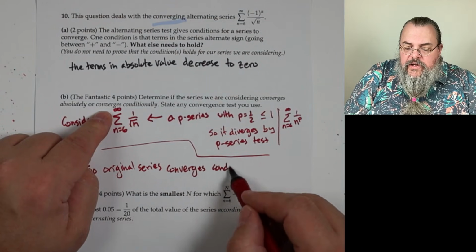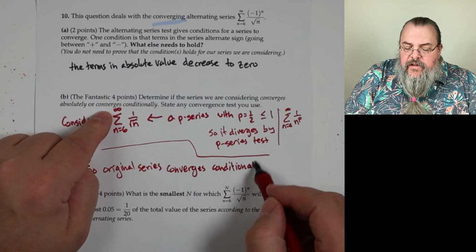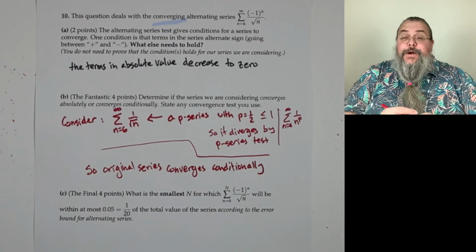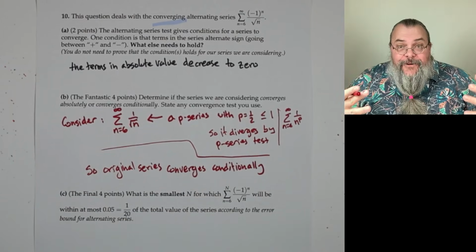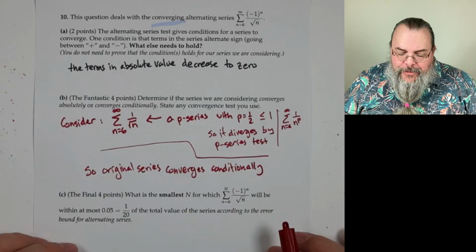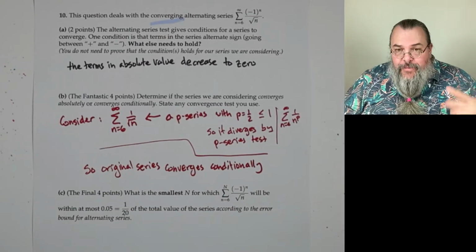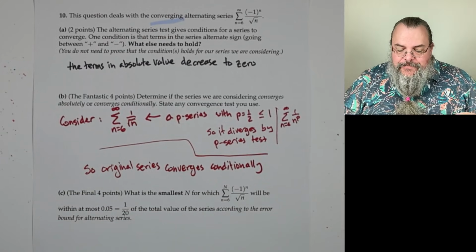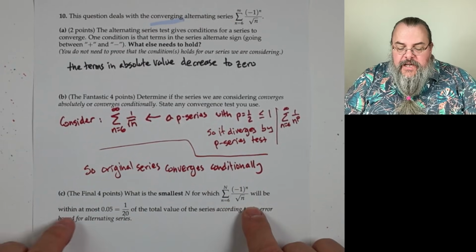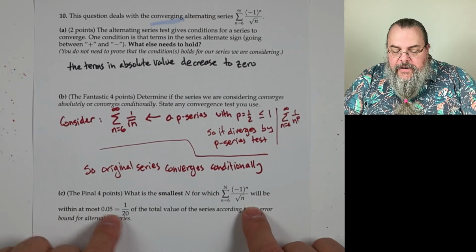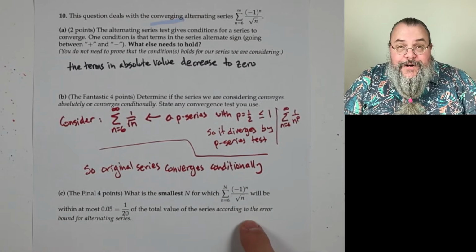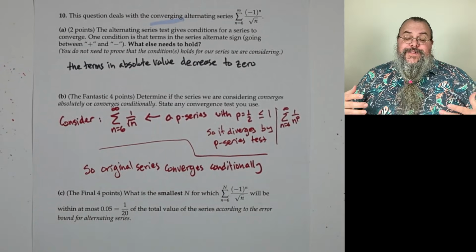All right, so that's the fantastic 4 points in part B, which brings us to the final 4 points that we have to do. All right, the final 4 points. What is the smallest n for which the sum will be within at most 0.05, which is 1 over 20, of the total value of the series according to the error bound for alternating series?